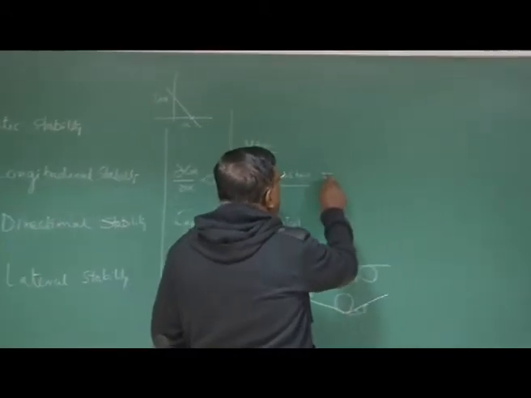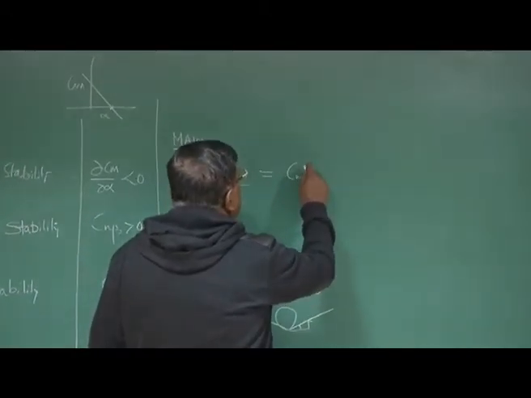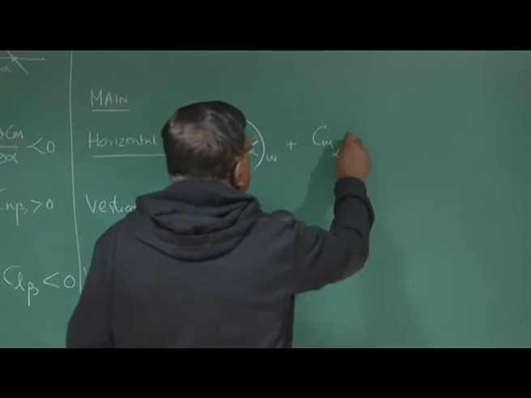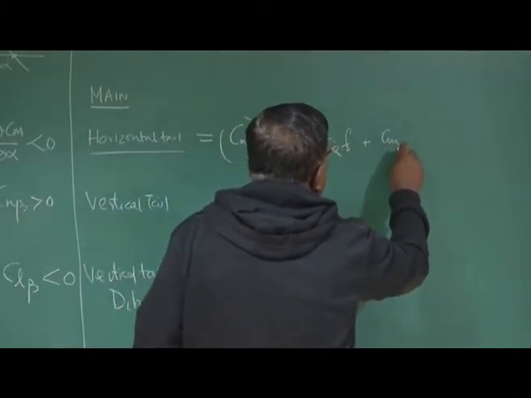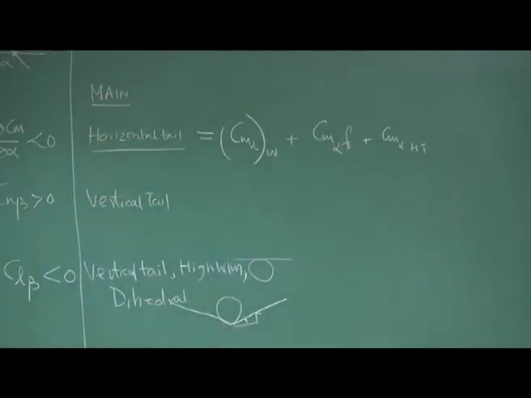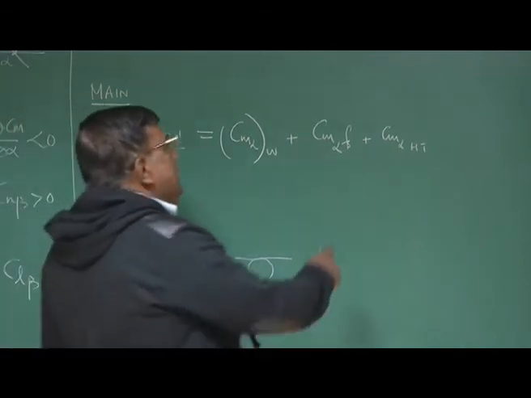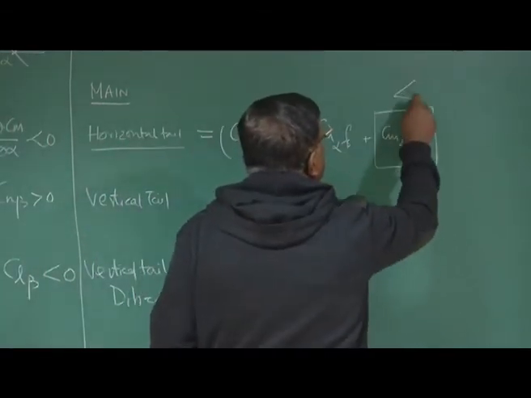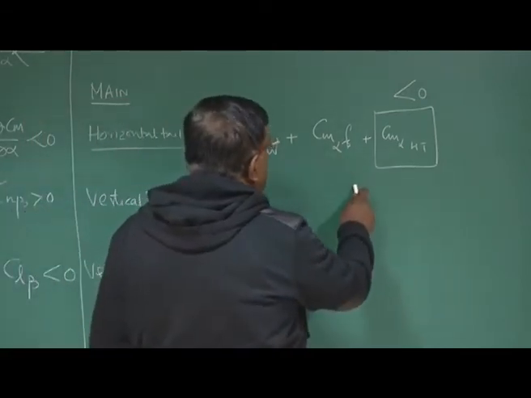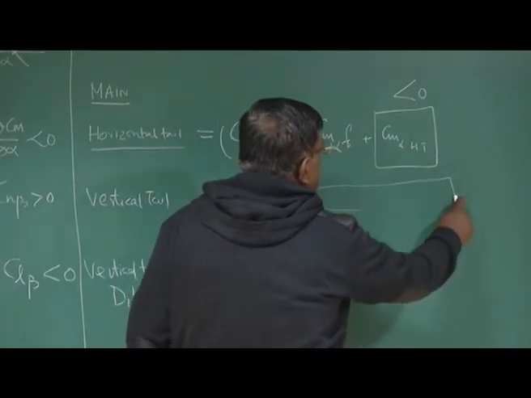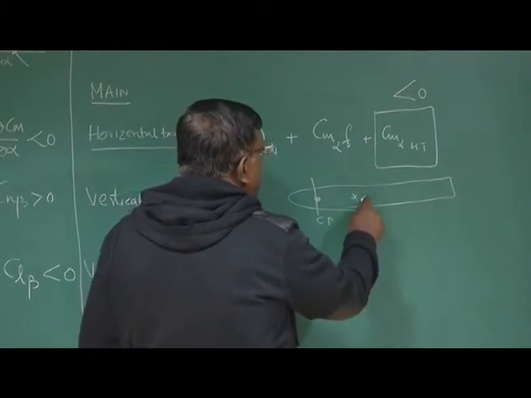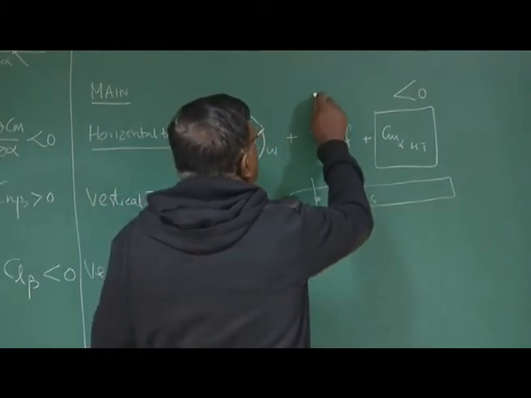If I summarize this, I write Cm alpha because of wing, Cm alpha because of fuselage, Cm alpha because of horizontal tail. So if we see these three derivatives, one thing I can guarantee is that this will be less than 0. This will be always stabilizing. As far as the fuselage is concerned, you can very well see the fuselage typical shape is like this, and its center of pressure will be somewhere here, and CG will be somewhere here, so it is always destabilizing.